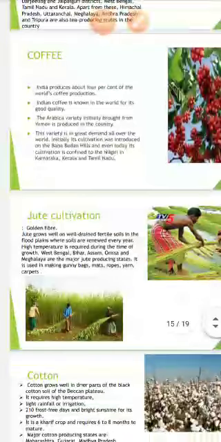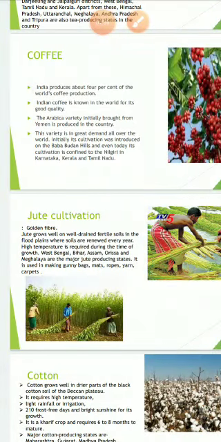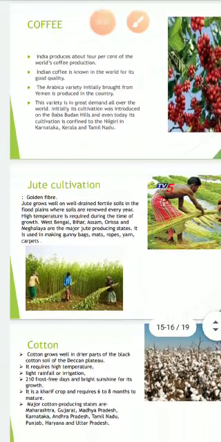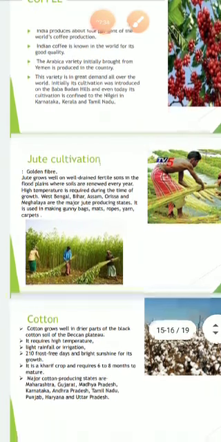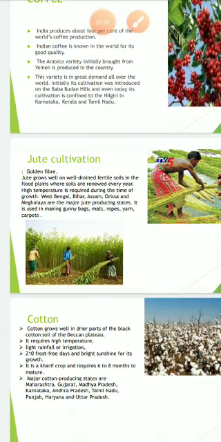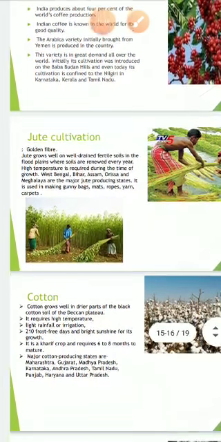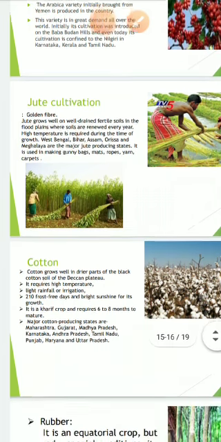Coffee. India produces about 4% of the world's coffee production. Indian coffee is known in the world for its good quality. The Arabica variety, initially brought from Yemen, is produced in the country. This variety is in great demand all over the world. Initially, cultivation was introduced on the Baba Budan hills, and even today its cultivation is confined to the Nilgiri region in Karnataka, Kerala and Tamil Nadu.